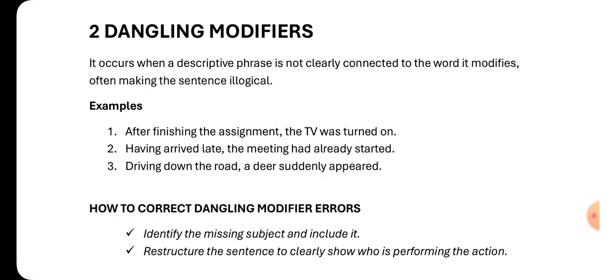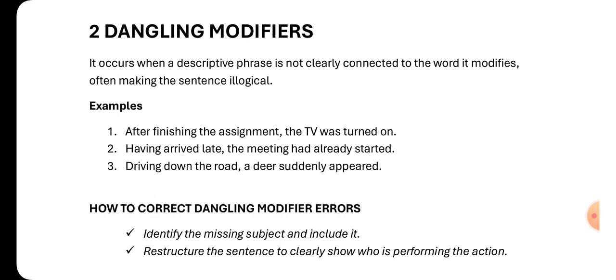The third one is: driving down the road, a deer suddenly appeared. So who was driving? Are you the one driving, or am I the one driving, or the president, or who was driving at that moment? So this is a dangling modifier.